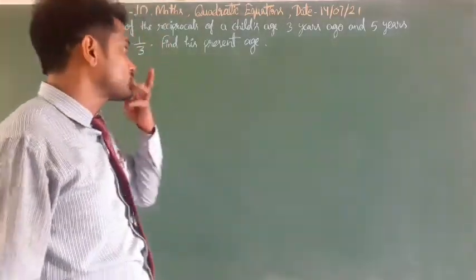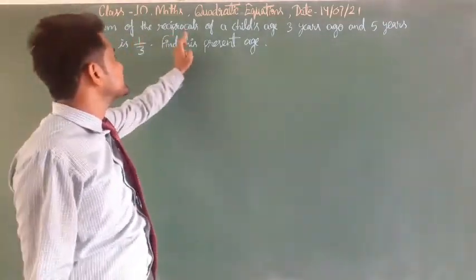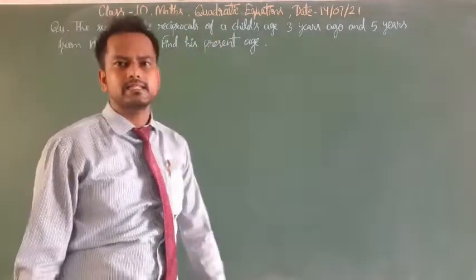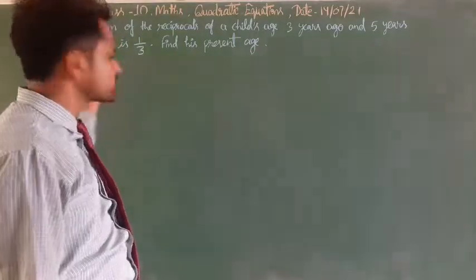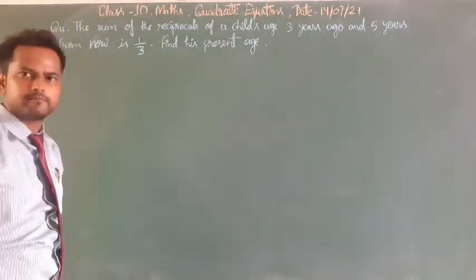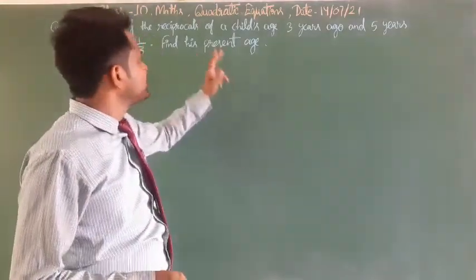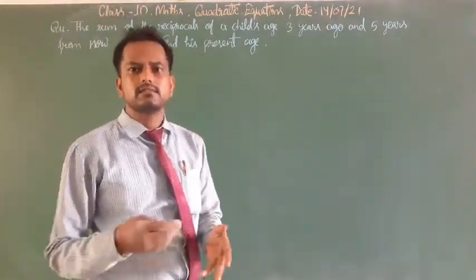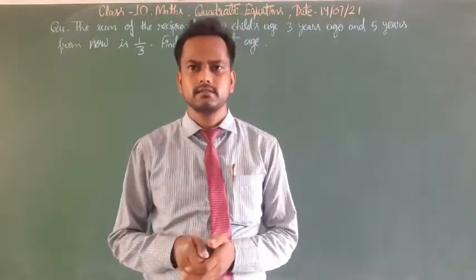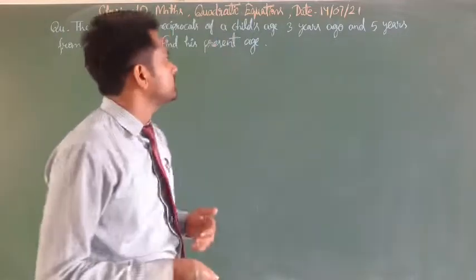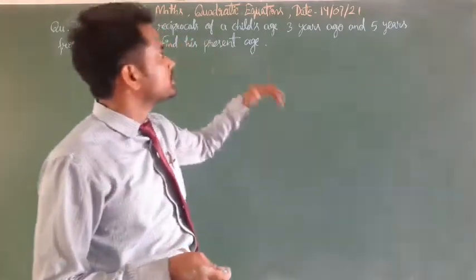Now next question: given that the sum of a child's age 3 years ago and 5 years from now is 1 by 3, then find his present age. Let the present age of the child be x years. Then what will be the age 3 years ago?